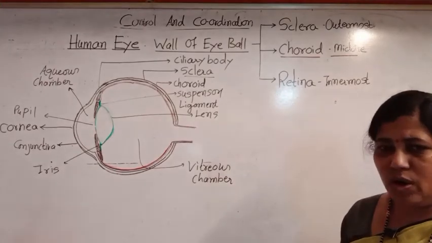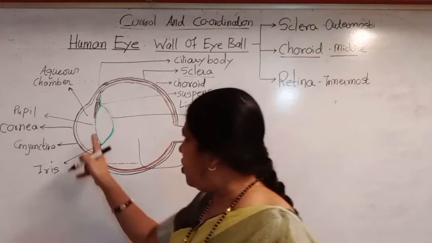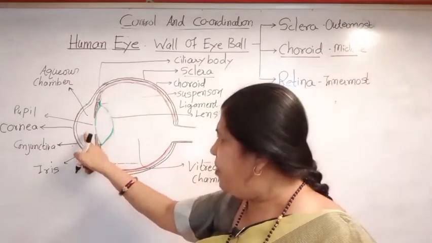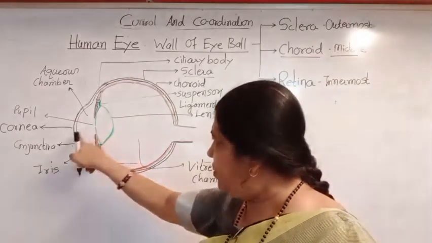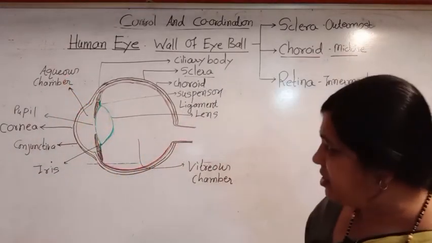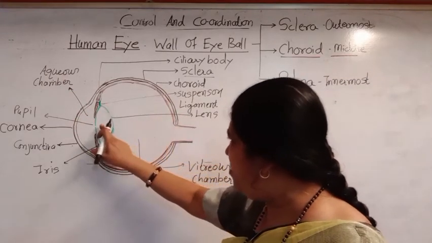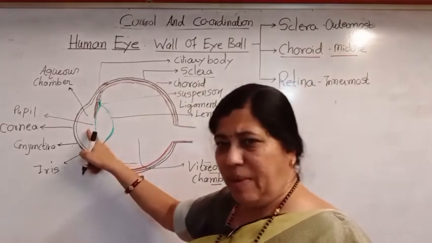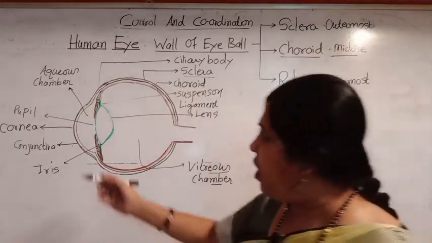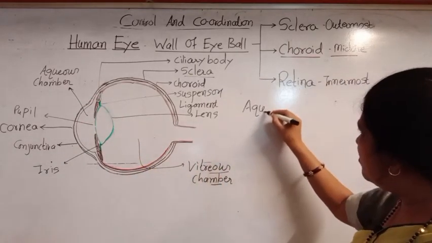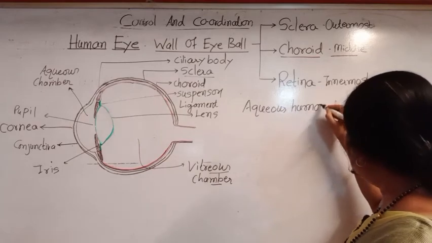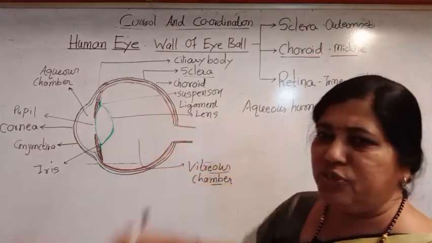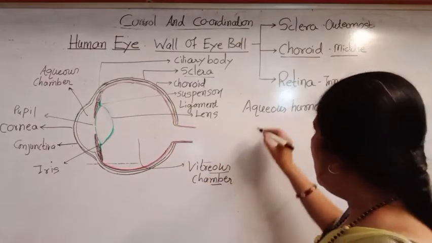So cavity of eyeball is divided into two chambers due to presence of lens and suspensory ligament. The cavity which is present in front of lens and behind the cornea, between lens and cornea, is aqueous chamber. And the cavity behind the lens is vitreous chamber. This aqueous chamber is filled with clear transparent watery fluid called aqueous humor. And vitreous chamber is filled with gelatinous, jelly like fluid, that is vitreous humor.